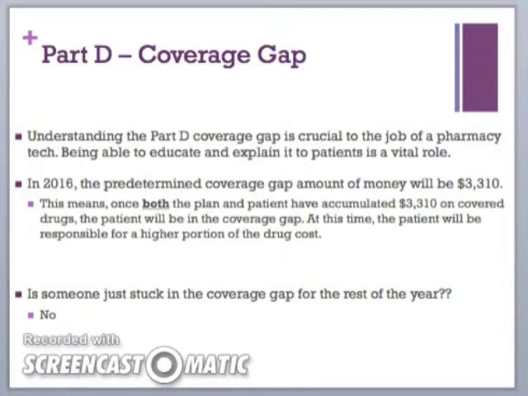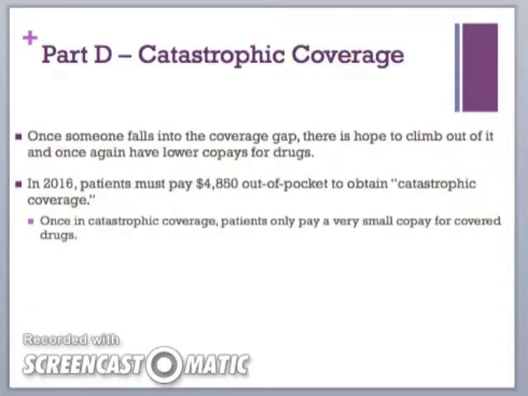This coverage gap doesn't simply last the whole year, thankfully though. Once the member is forced to pay higher drug costs and reaches another predetermined amount of money, the plan will once again start to pay a higher portion, thus relieving the member from the burden of expensive drugs. For 2016, the amount a member must pay out of pocket while in the donut hole will be $4,850.